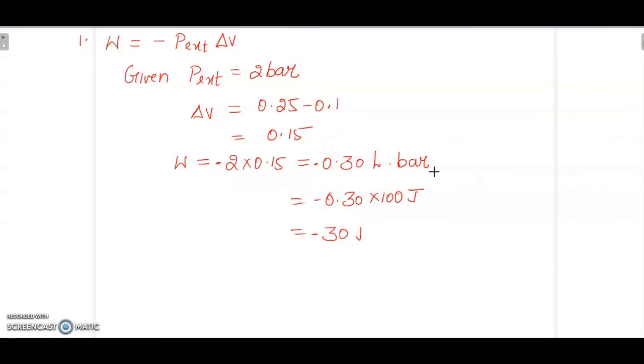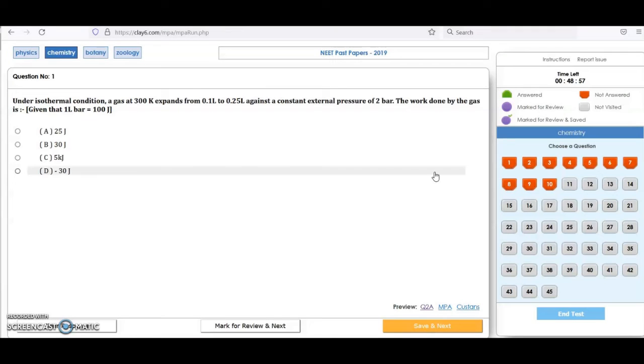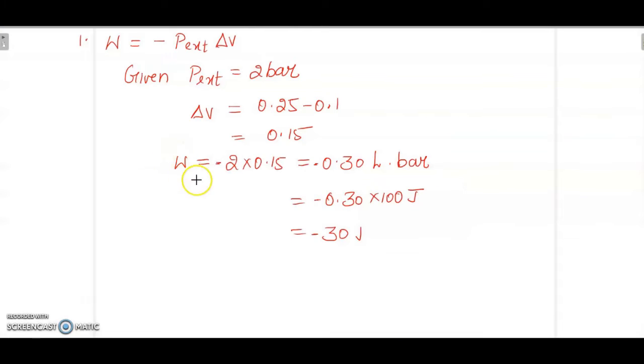But when we look at the question, the options are given in joules, hence we need to convert the calculated value into joules. So 1 liter bar is equal to 100 joule. Hence, we can say that work done is equal to minus 30 joule.